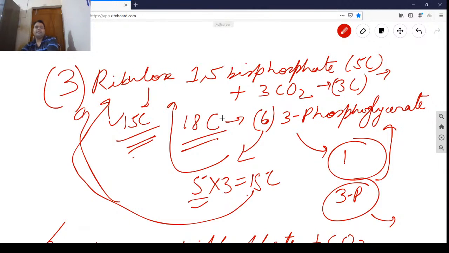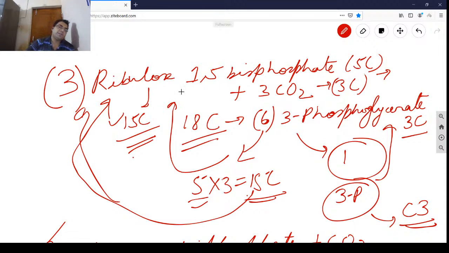Now how many 3-phosphoglycerates can be produced? Each 3-phosphoglycerate is of 3 carbon only. So 18 by 3, you get 6 molecules of 3-phosphoglycerate. Now once you have got 6, one of the 3-phosphoglycerate molecules can take the C3 cycle route and form the starch, and the other 5 3-phosphoglycerates, because 5 into 3 is 15 again, will be used to regenerate ribulose 1,5-bisphosphate. 3 were used, how many carbons? 15. 5 are remaining. 5 into 3 is 15. So all the 3 ribulose 1,5-bisphosphate molecules can be regenerated.